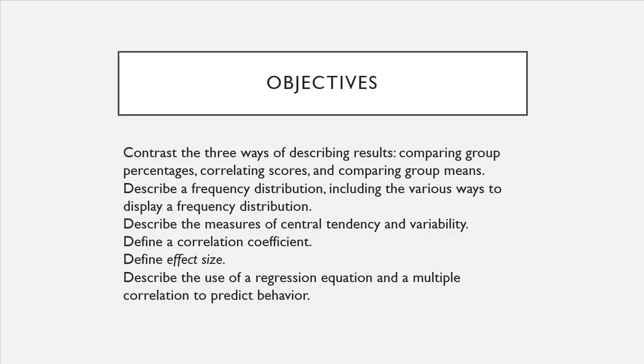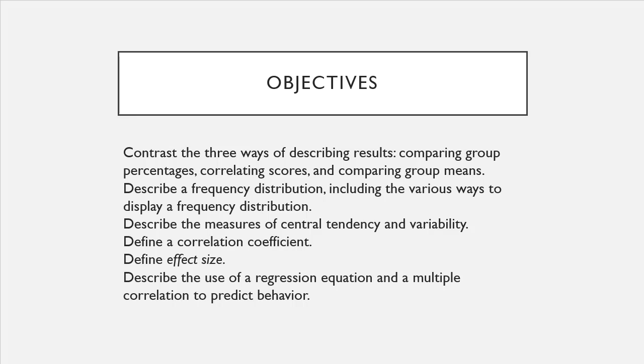Some objectives that we have here: we're going to contrast the 3 ways of describing results using comparing group percentages, correlating scores, and comparing group means. We'll do all these things in stats class too. We're also going to talk about describing the frequency distribution, including different ways to display a frequency distribution, which was what we've done before in stats class, but we're going to take a look at pie charts and bar charts in this chapter as well, because this is a broad research course. It's not going to get a specific design, so it kind of does things broadly there.